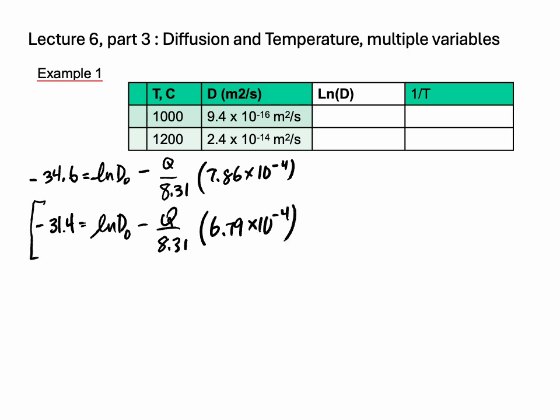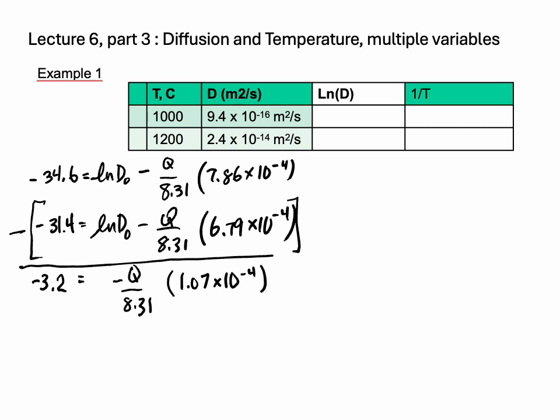So if I just subtract the second equation from the first equation, I've got negative 34.6 plus negative 31.4, so that's a negative 3.2 on the left side of the equation. Natural log of D0 minus natural log of D0 gets rid of that unknown. Negative Q over 8.31 times 1.07 times 10 to the negative 4. And now I only have one unknown.